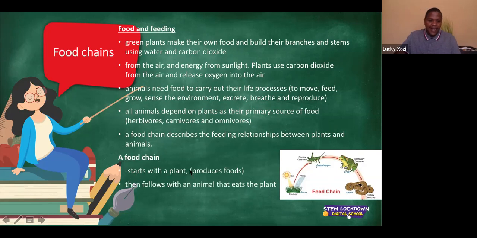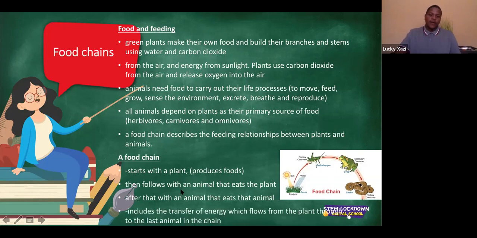As I said earlier, a food chain starts with a plant and proceeds to other organisms or animals. Also, a food chain includes the transfer of energy which flows from the plant through to the last animal in the food chain.